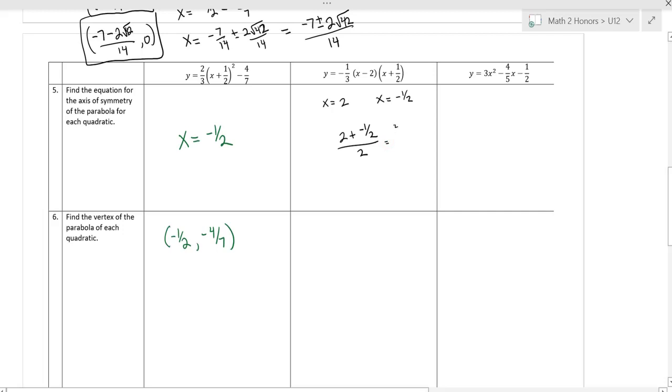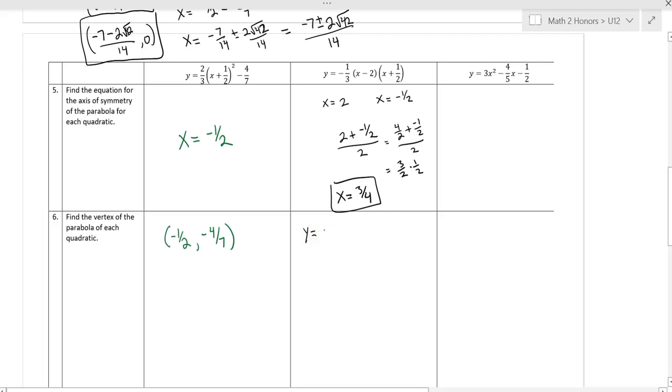So 2 is the same thing as 4 over 2 plus negative 1 over 2, all of that over 2. That's 3 over 2 divided by 2, which is the same thing as multiplying by a half. So we get 3/4. So x equals 3/4 is our vertex. Sorry, not our vertex, our axis of symmetry. To find our vertex, we can plug that back in and find our y value.